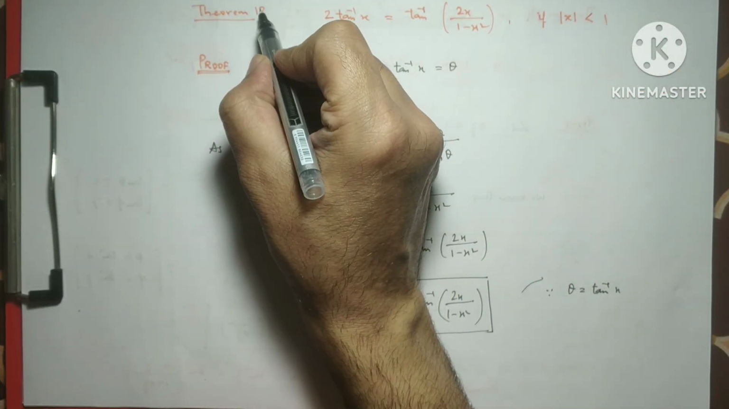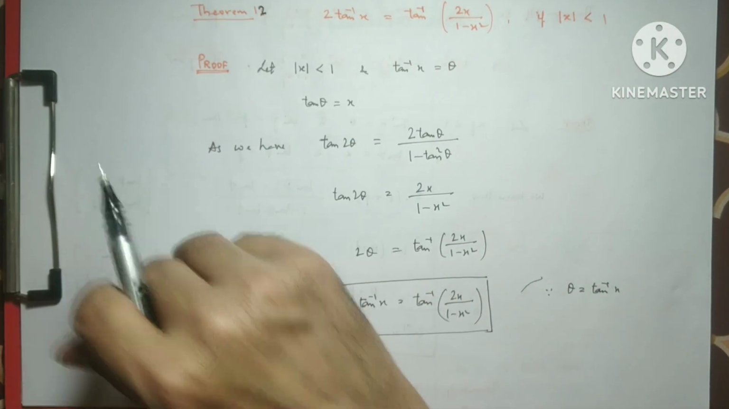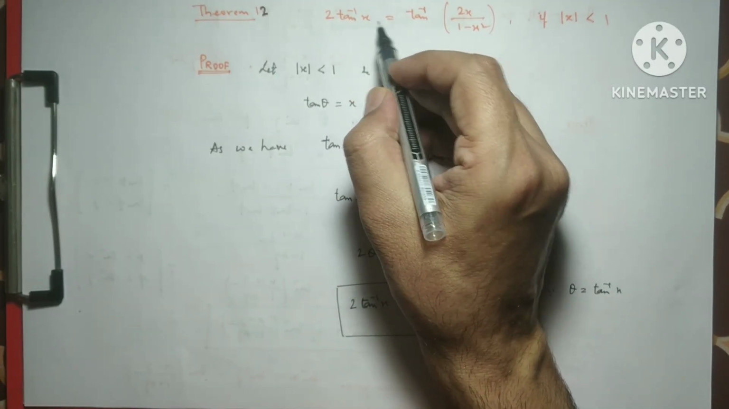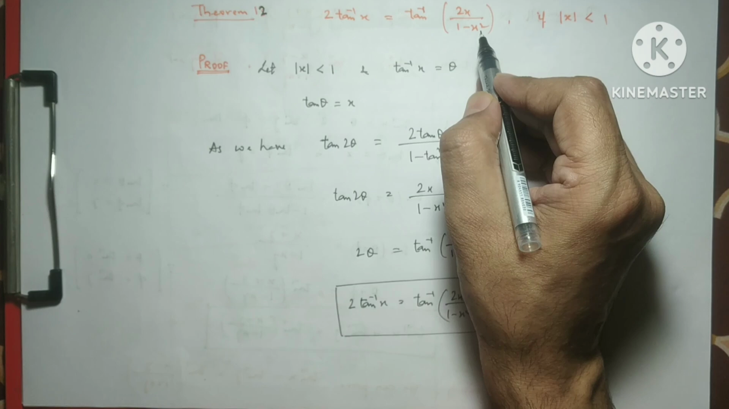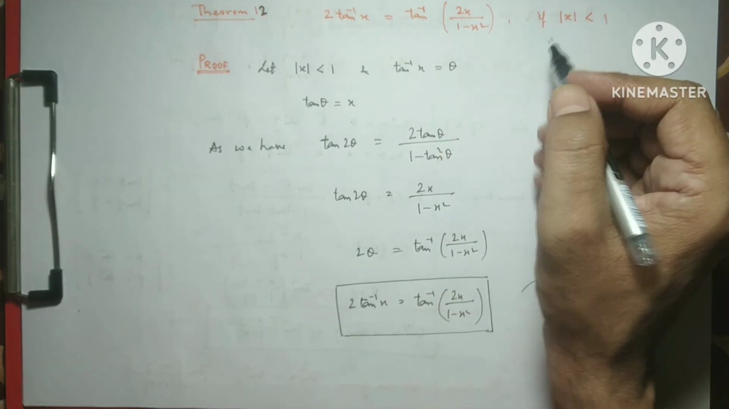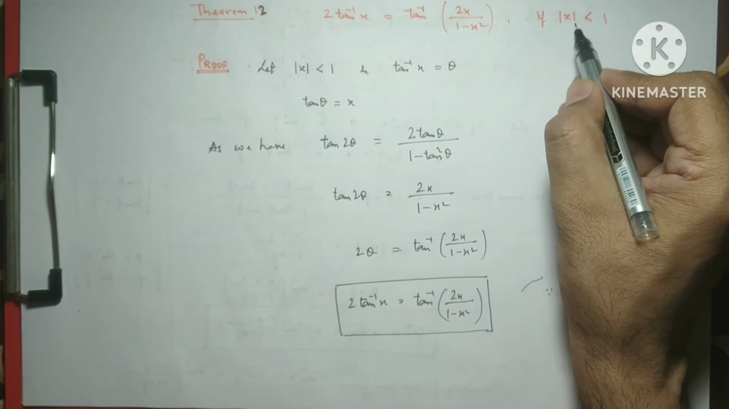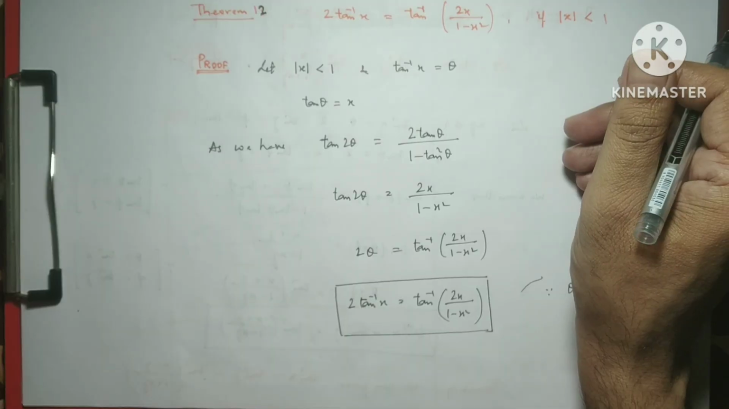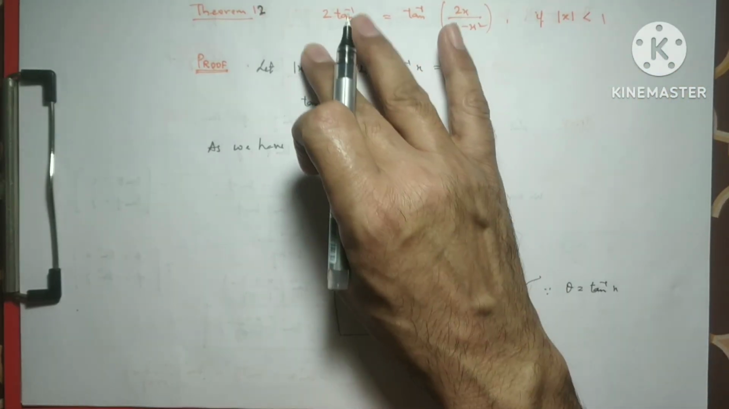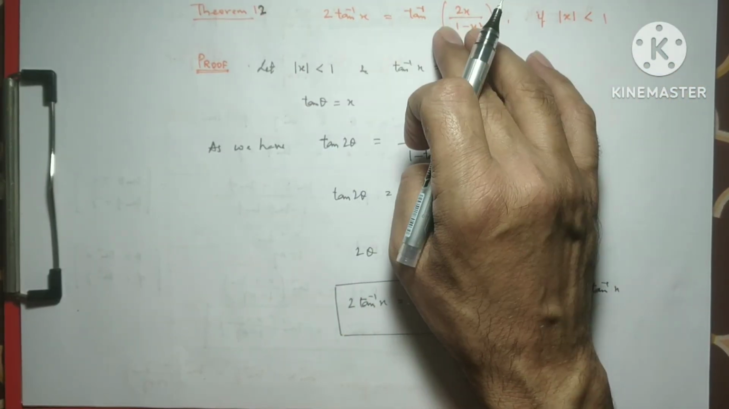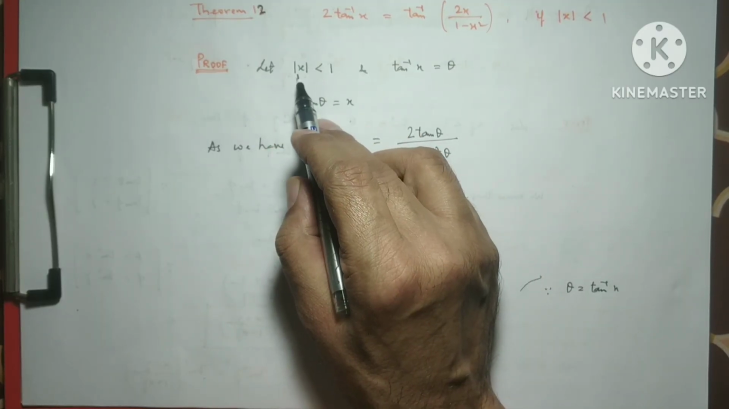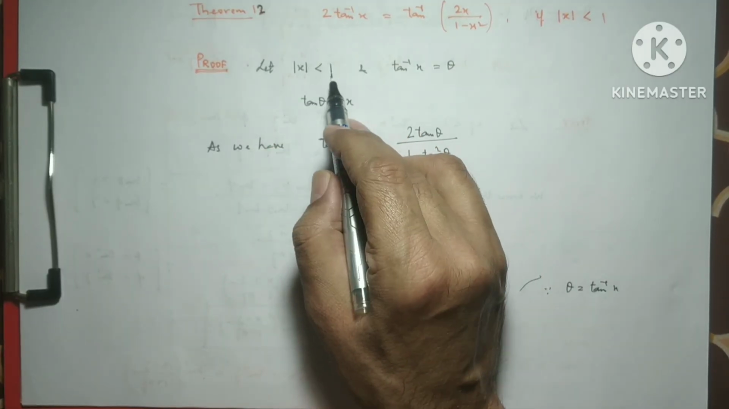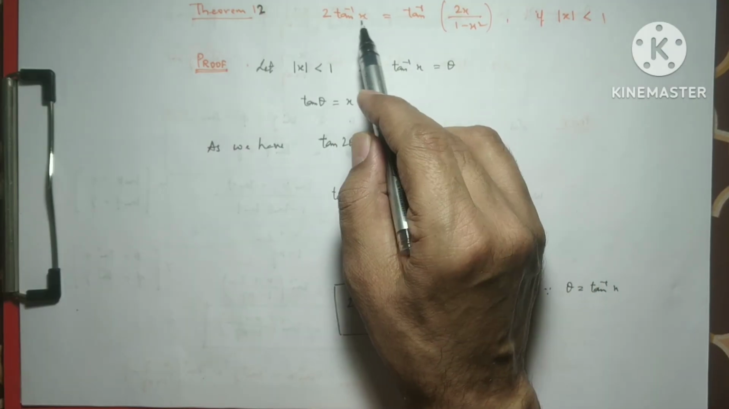Now the next theorem: 2 tan inverse x equals tan inverse of 2x over 1 minus x square, and the restriction is if mod x is less than 1. So for proving this theorem, we consider two things. One is modulus x less than 1, and tan inverse x as theta.